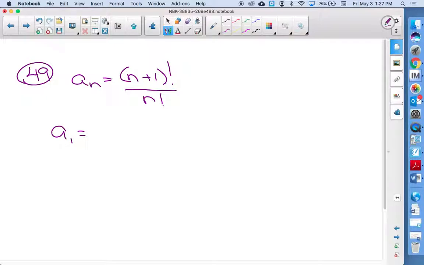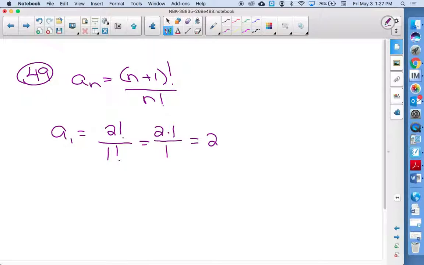So in this problem, you're asked to find the first 5 terms. So the first term I plug in a 1, which means I now have 2 factorial divided by 1 factorial. So based off of what Kate said, really that means you're taking 2 times 1, and then that's just 1. So that's going to be 2, because 2 times 1 divided by 1 is 2.